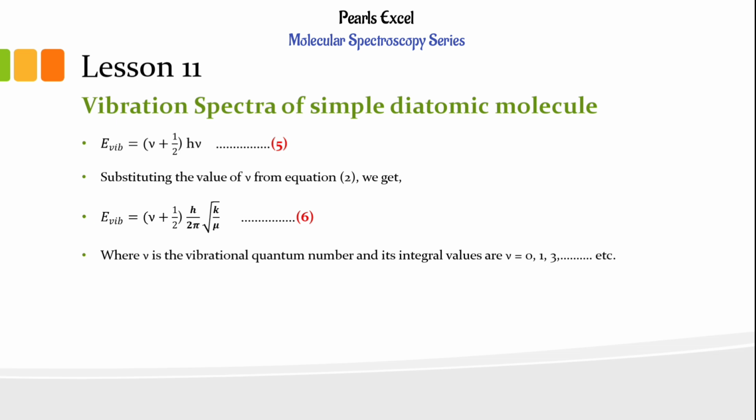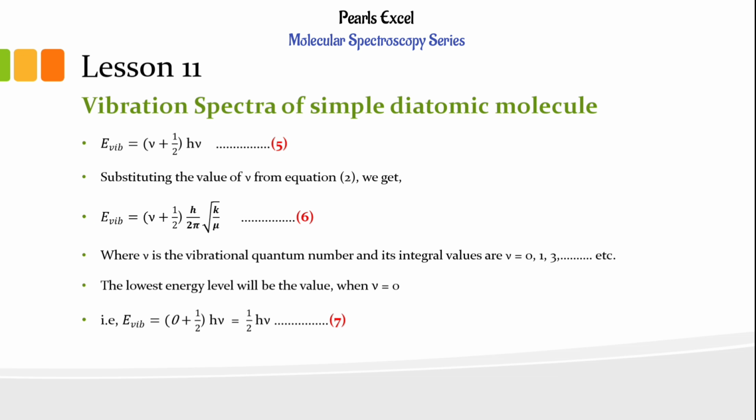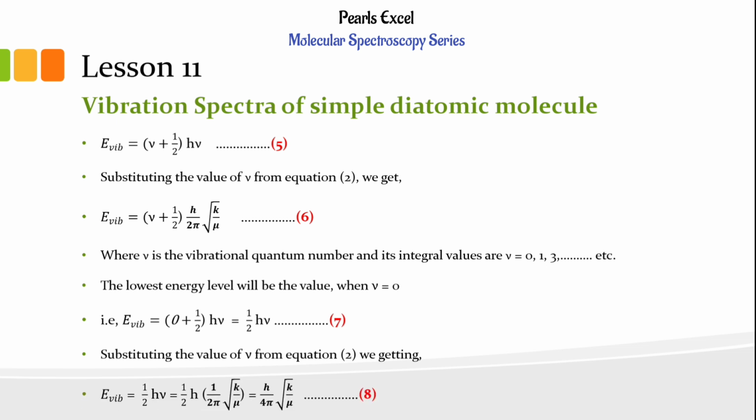3 and so on. The lowest energy level will be the value when nu is equal to 0. That is E vibrational is equal to (0 plus 1 by 2) h nu is equal to half h nu. Assign this as equation number 7. Later, substituting the value of nu from equation 2 into equation 7, we will get equation number 8. E vibrational is equal to h upon 4 pi square root of k upon mu.